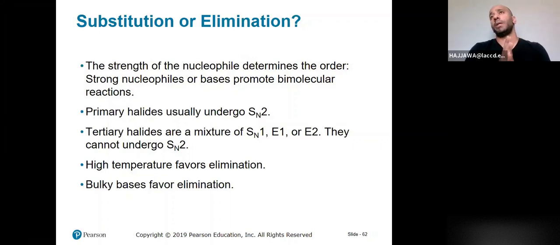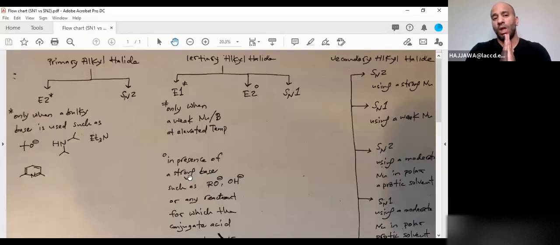Substitution or elimination. And I would like to use the flow chart to basically remind you of those possibilities. So this flow chart was looked at when we discussed SN1 versus SN2. Now let's look at the flow chart and now discuss all those four scenarios: SN1, SN2, E1, E2. So when it comes to a primary alkyl halide, it doesn't have more than two options. It's going to be either E2 or SN2.